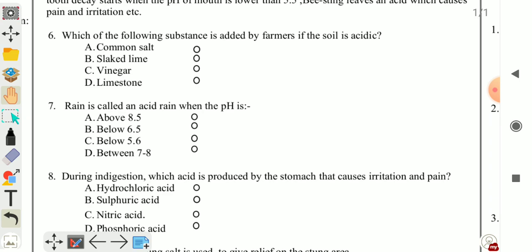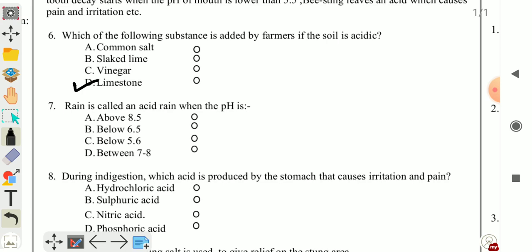Which of the following substances is added by farmers if the soil is acidic? अगर soil acidic हो जाती है तो farmers कौन से substance को use करते हैं to reduce the acidity of the soil? A. Common salt, B. slaked lime, C. vinegar, and D. limestone. So farmers use limestone to reduce the acidity of the soil.